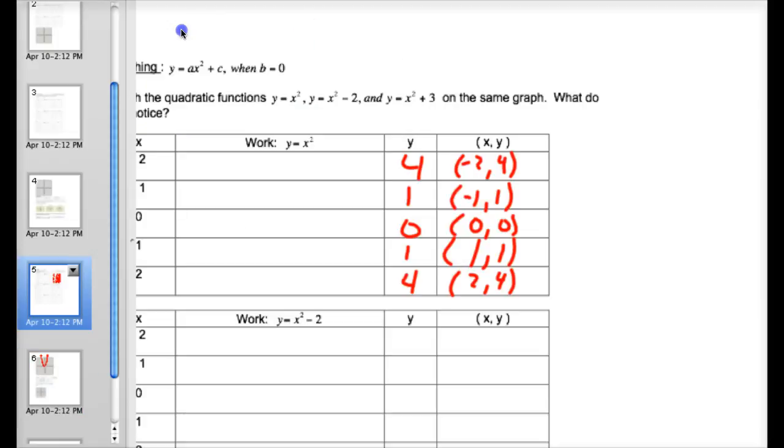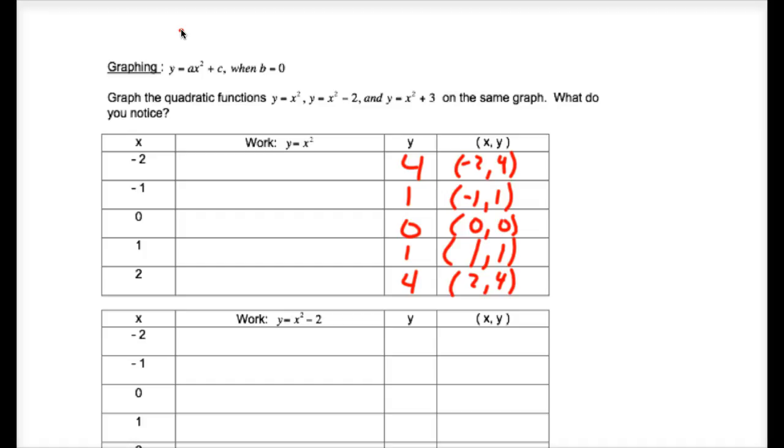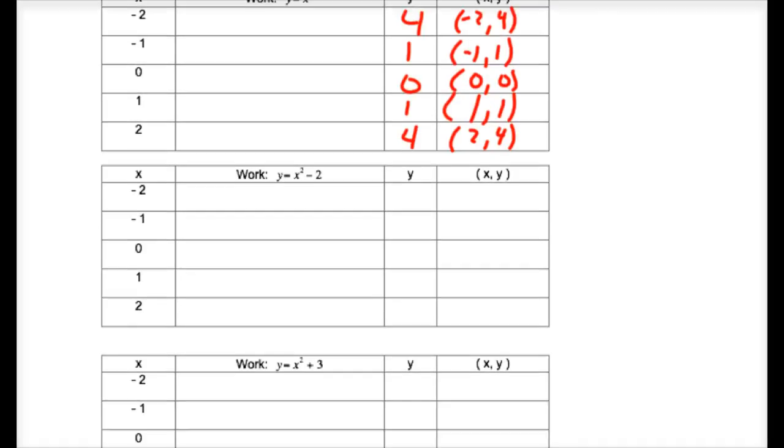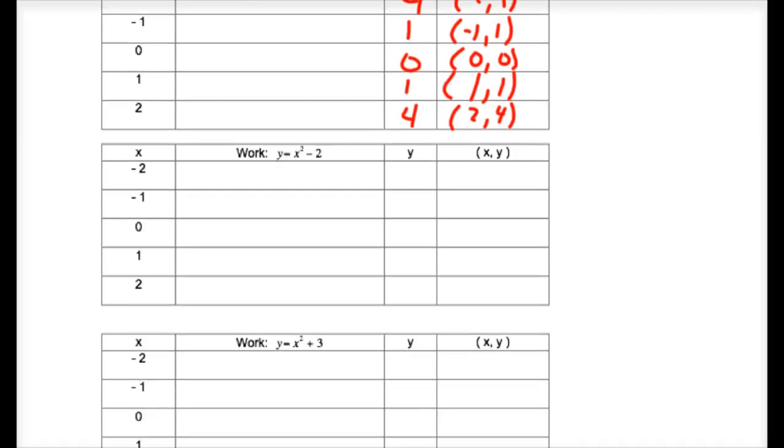Let's do one where C is new. We started this, agree? All right, so what did we say? -2 squared minus 2. What was y then? 2. -1 squared minus 2 is -1. 0 squared minus 2 is -2. Fill in the rest of the chart, guys, if you haven't done so already.